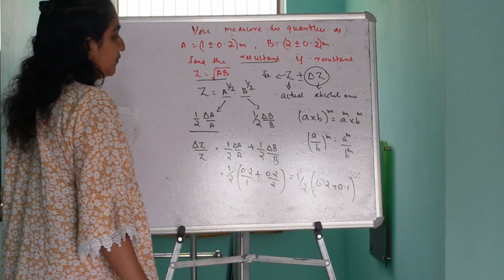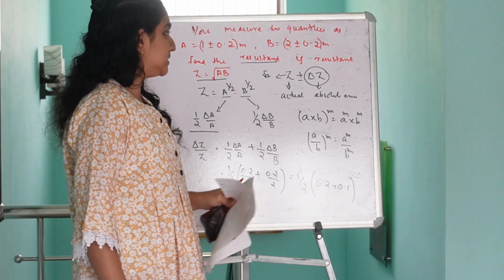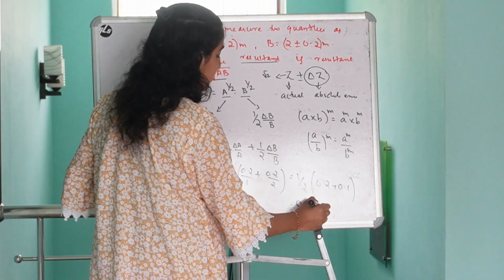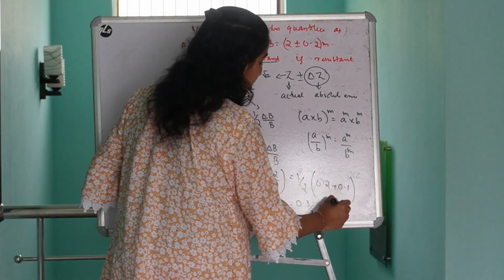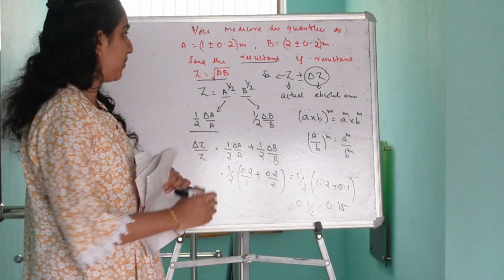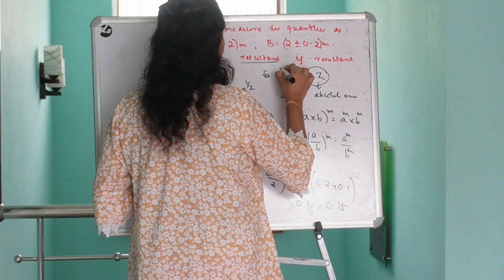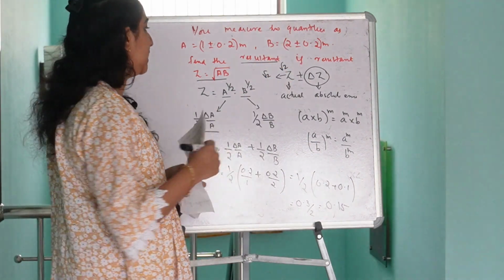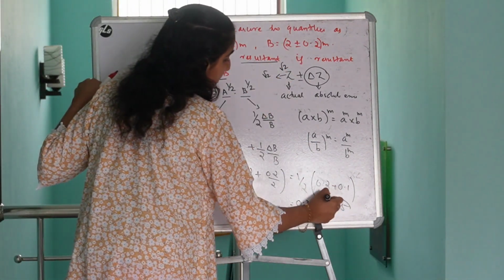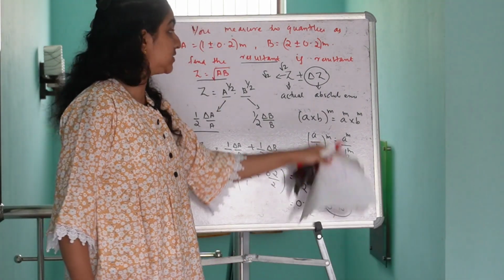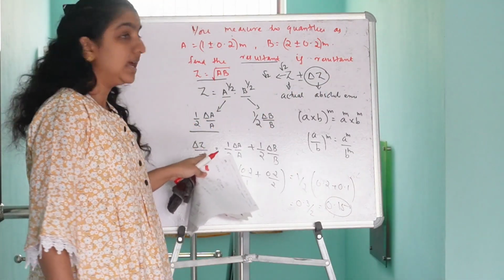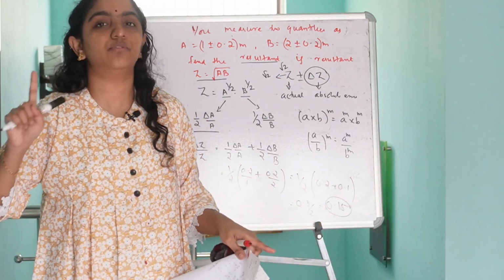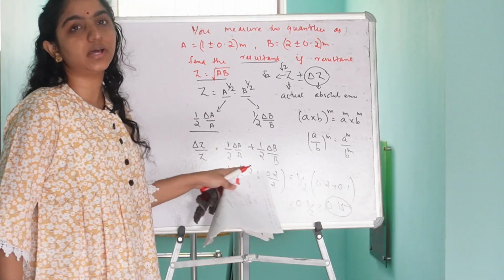Thus we get half into 0.2 plus 0.1. So we will get 0.3 by 2, that is equal to 0.15. So we found the actual value as root 2, and 0.15 is not the absolute error of the resultant, but it is the relative error of the resultant.